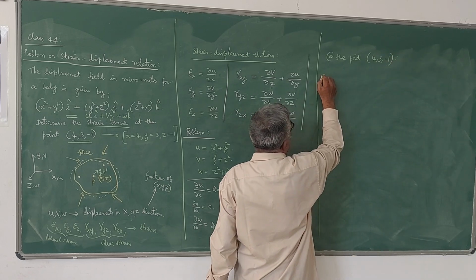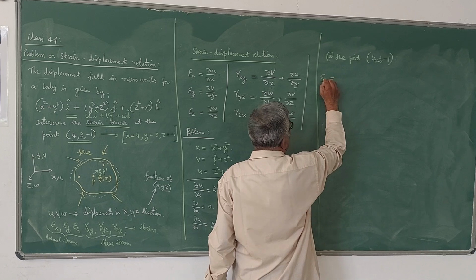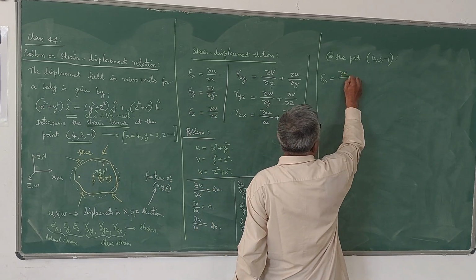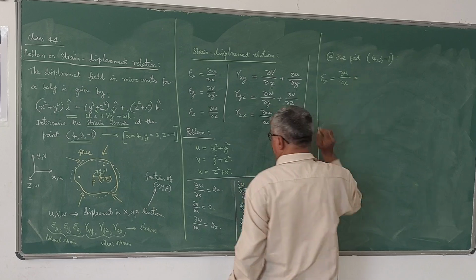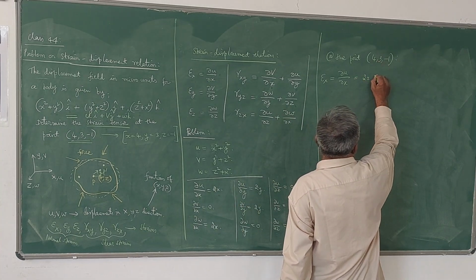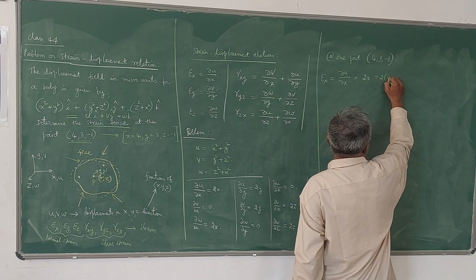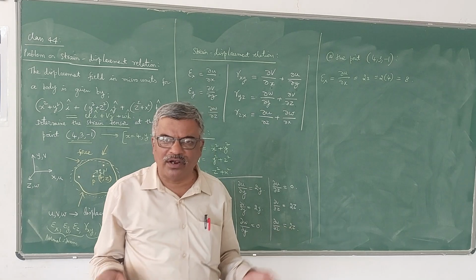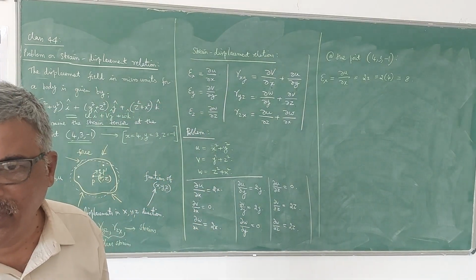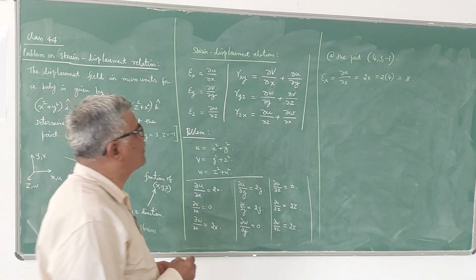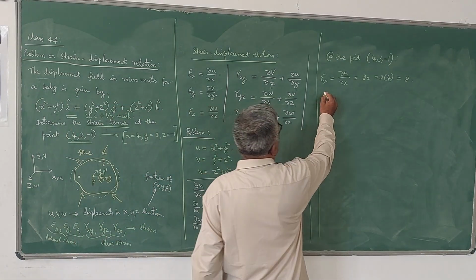what is the value of epsilon x? So epsilon x is dou u by dou x, we know that. And dou u by dou x for the given function is 2x. And at this point its value is 2 into 4. You may get a positive or negative value, don't worry. We are not worried about the positive or negative thing.